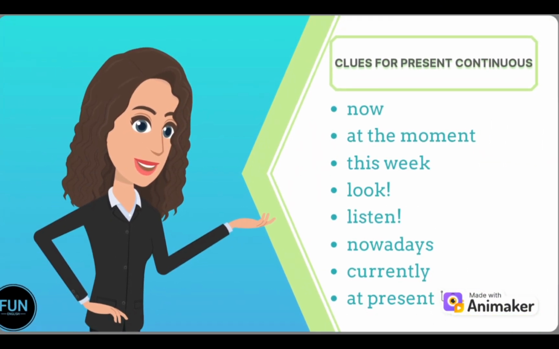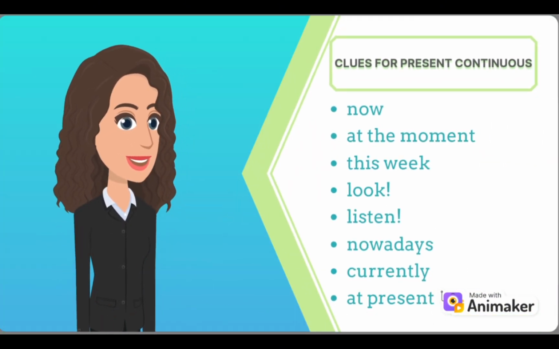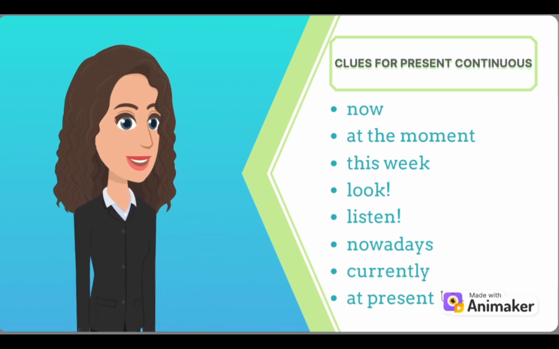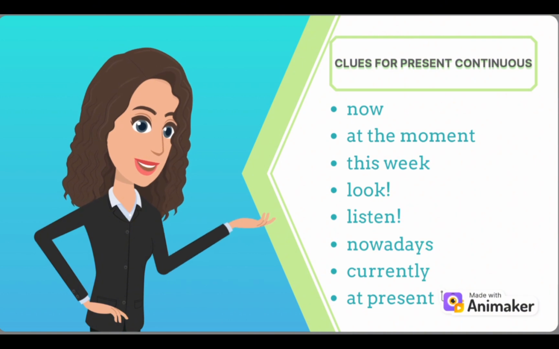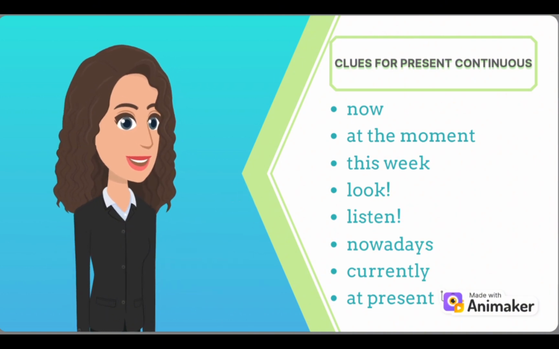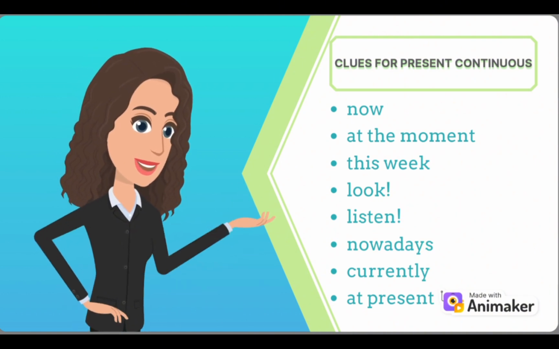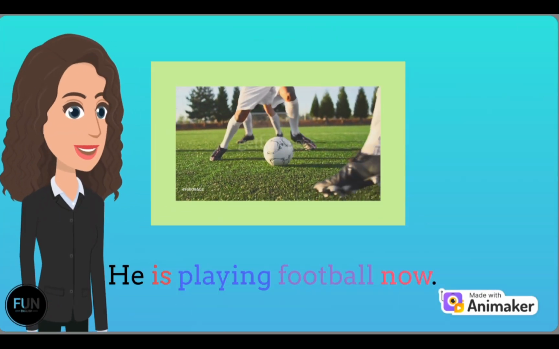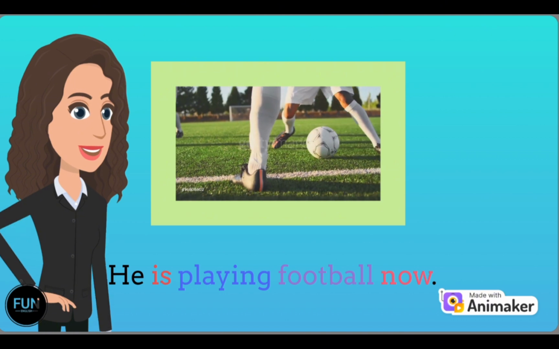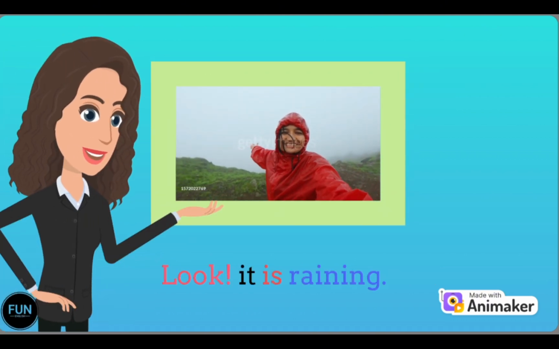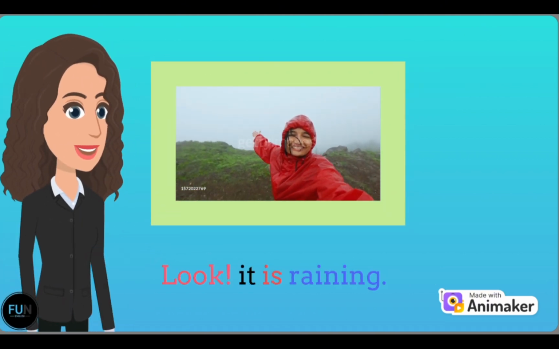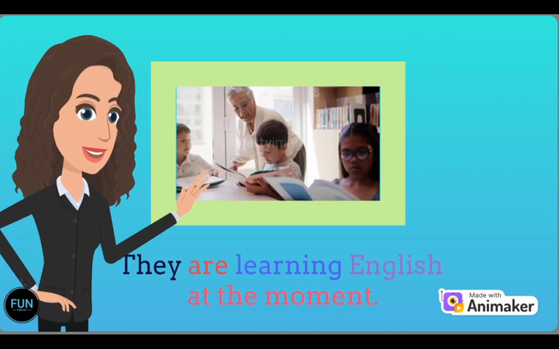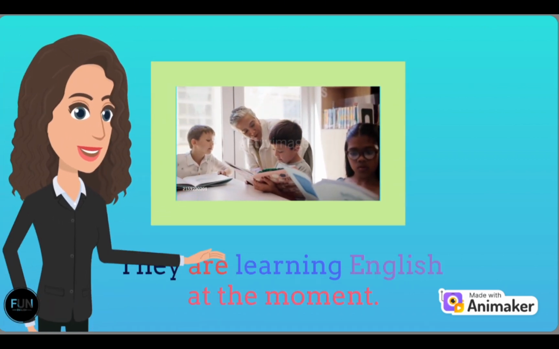There are some clues to know if the sentence is in the present continuous, like now, at the moment, this week, look, listen, nowadays, currently, at present. Here are some examples: he is playing football now. Look, it is raining. They are learning English at the moment.